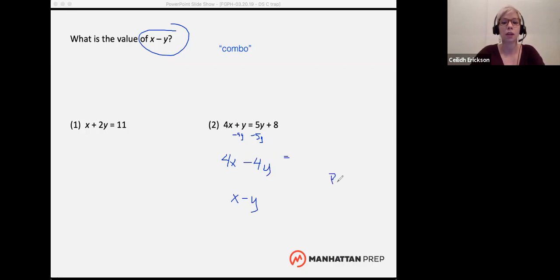So here, the answer was B, because the question was not asking for the values of the variables individually. It was asking for this combination, and we could get it with one of the statements alone.